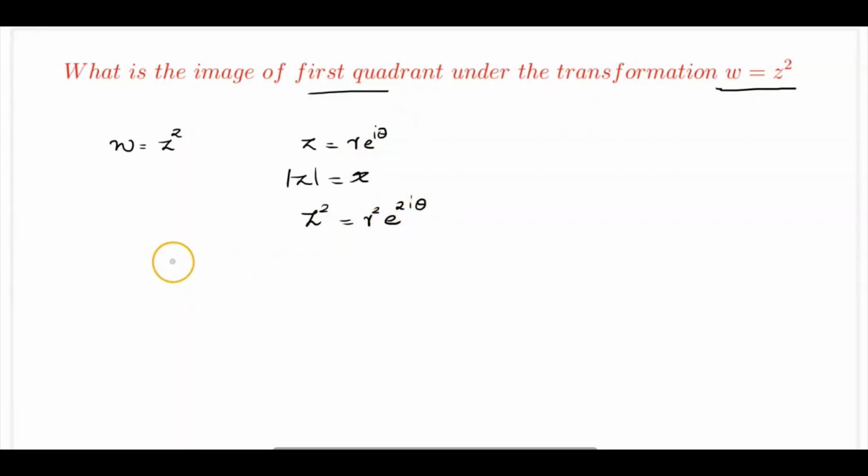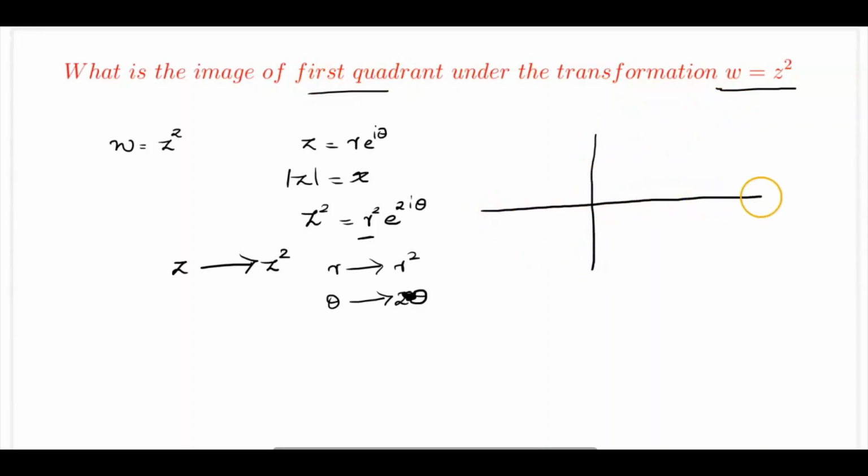So what happens when Z goes to Z square? The change is that the modulus is squared. R becomes R square, and theta becomes 2 theta, doubling the argument. So we want to find the image of the first quadrant under this transformation W equal to Z square. So what is the first quadrant?